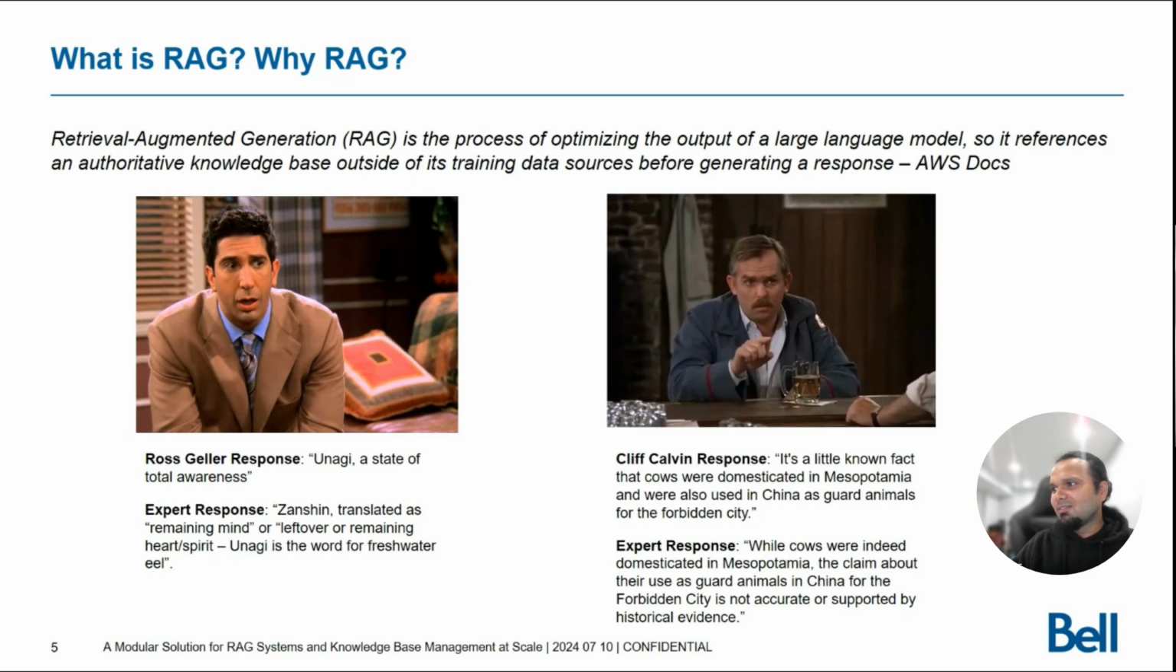And then while Cliff Calvin will tell you that cows were domesticated in Mesopotamia and were used as guard animals in China for the Forbidden City, a RAG with a proper knowledge base would probably tell you that whether or not they were used as guard animals for the Forbidden City is not really supported by historical evidence.